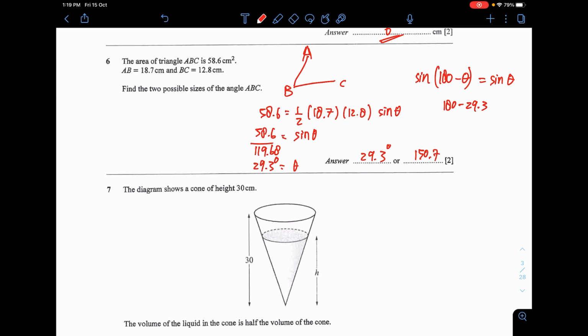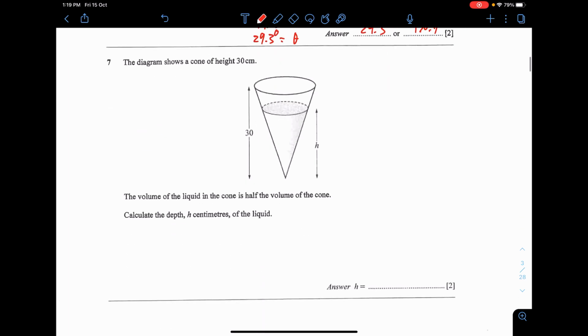150.7. Question 7. The diagram shows a cone with a height of 30 cm. The volume of the liquid is half the volume of the cone. So the volume of the water divided by the volume of the cone is 1/2. Then they ask to find the depth.